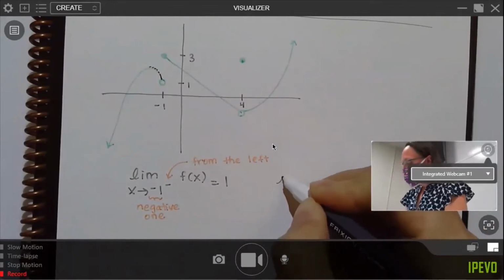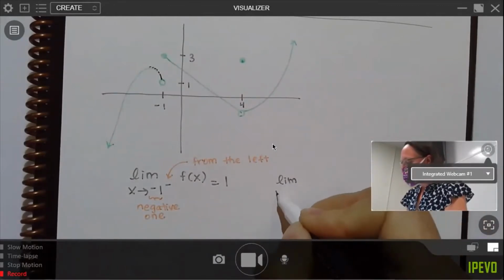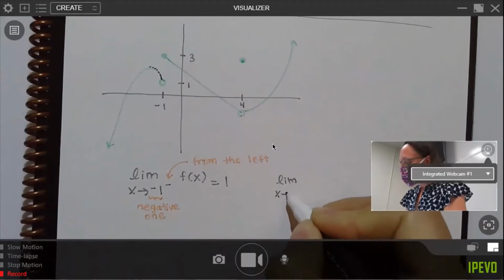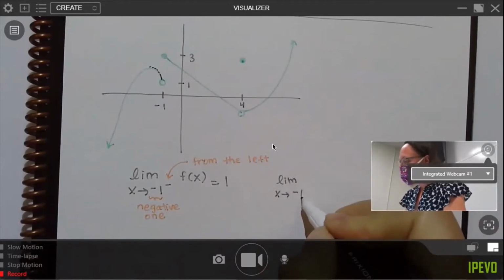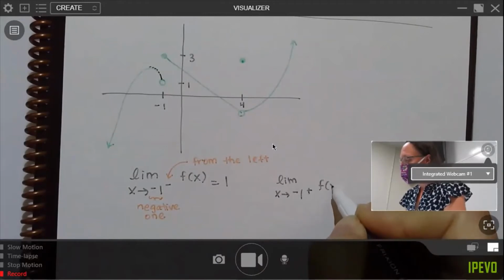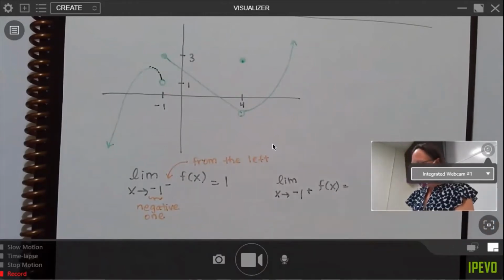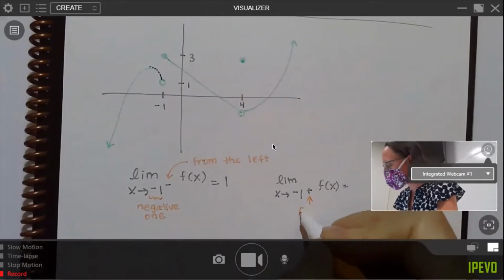Now, a really similar looking limit, but with a different answer, would be if this said the limit as x approaches -1 from the right. And I read that plus after it as from the right.